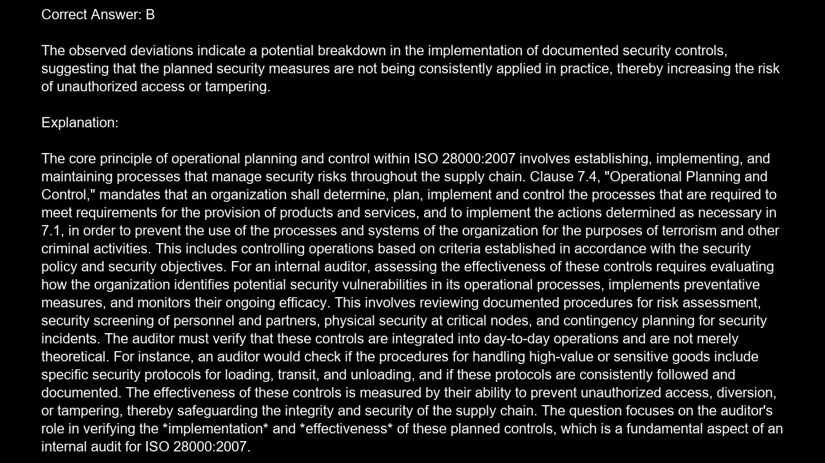The correct answer is B. The observed deviations indicate a potential breakdown in the implementation of documented security controls, suggesting that the planned security measures are not being consistently applied in practice, thereby increasing the risk of unauthorized access or tampering.